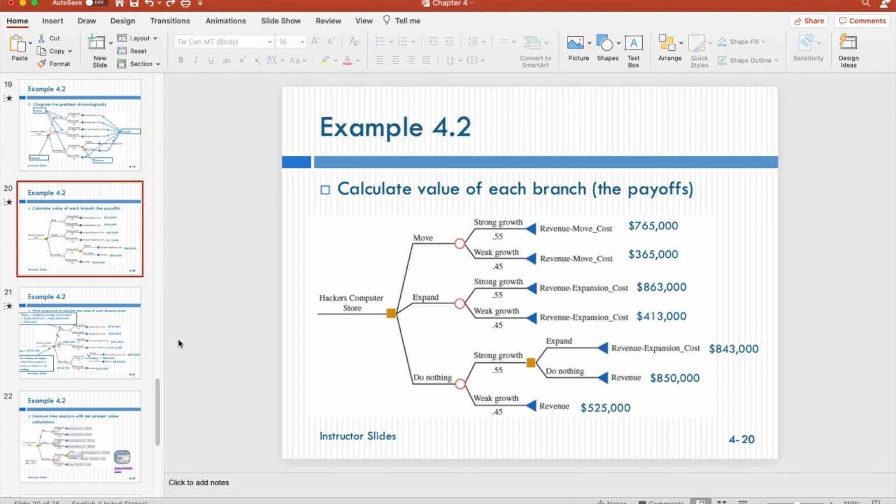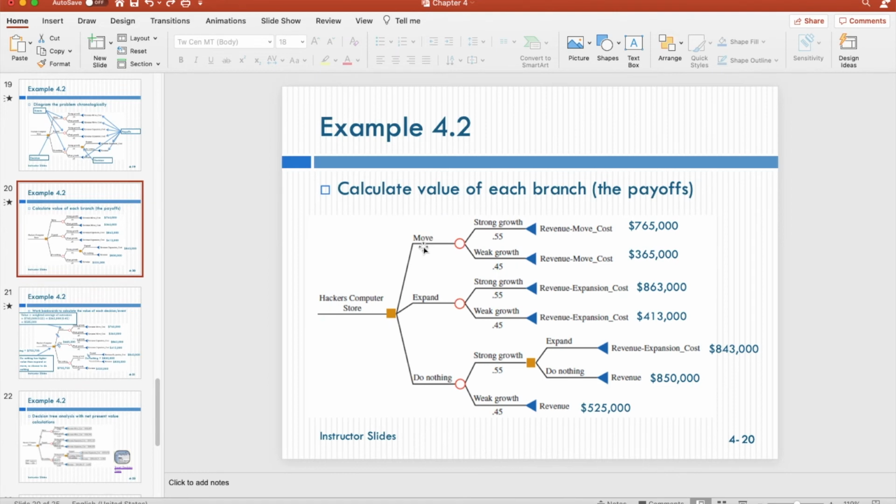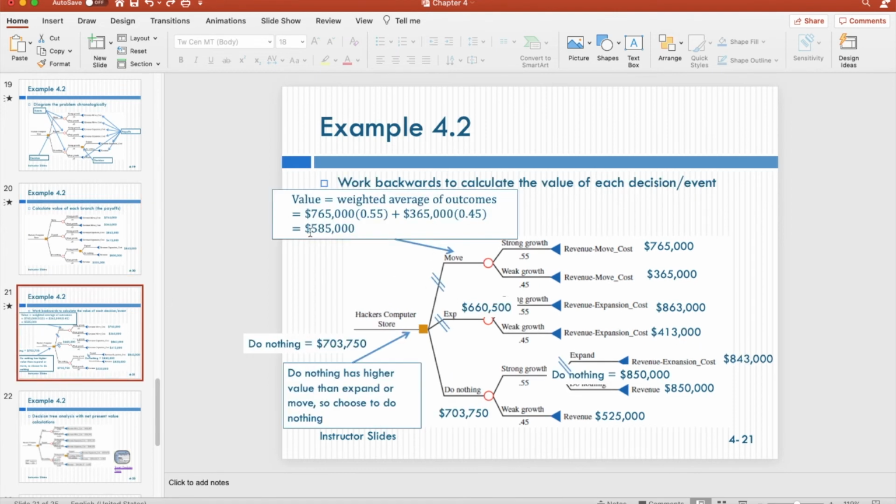Now after doing this simple weighted average calculation, you can already get the expected profit for all three different alternatives. If you move to a new site, what is the amount? 585,000. If you choose to expand on the current site, what is the amount? 660,000. If you do nothing, what is the amount? 703,750. Which one should you choose?